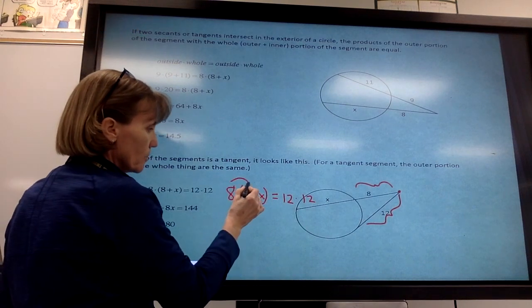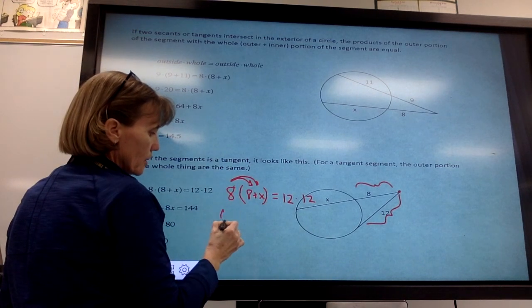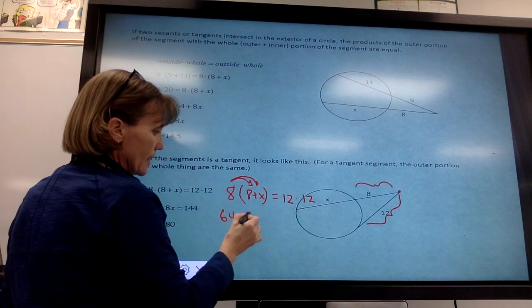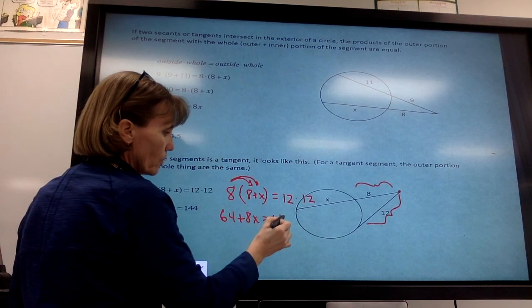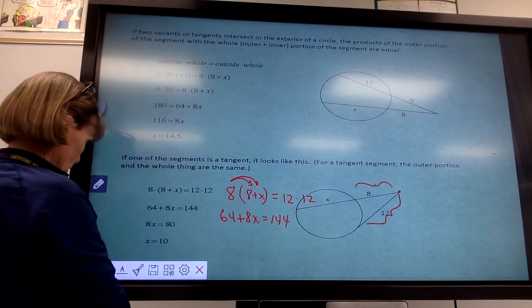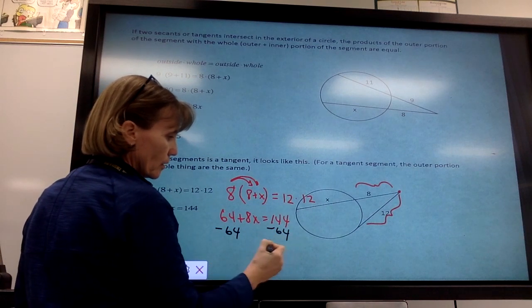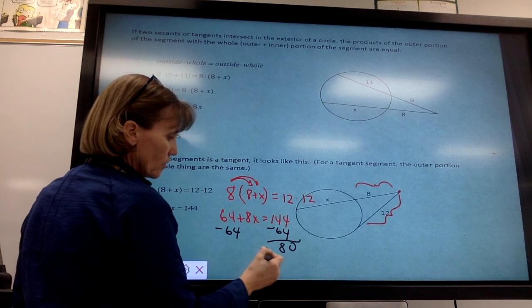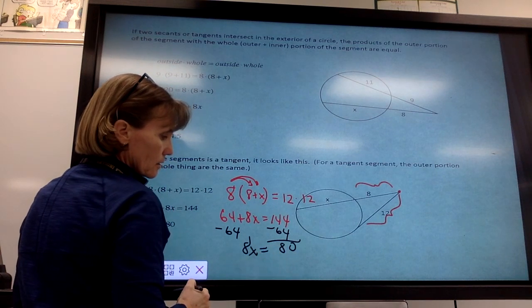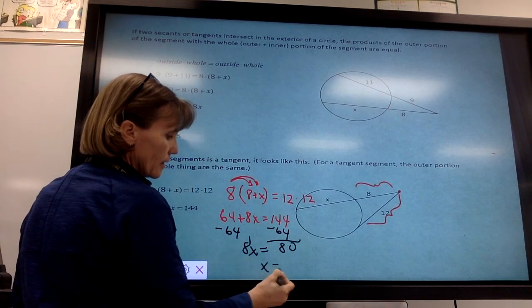To solve this, I'm going to distribute. So I get 64 plus 8x equals 144. I'm going to subtract 64 from both sides. And I'm going to get 80 equals 8x. So if I divide by 8, x equals 10.